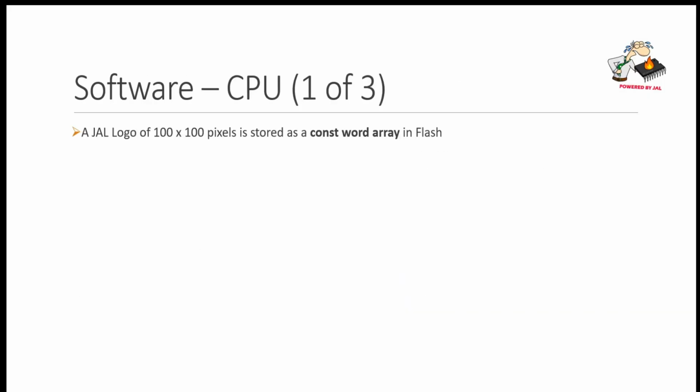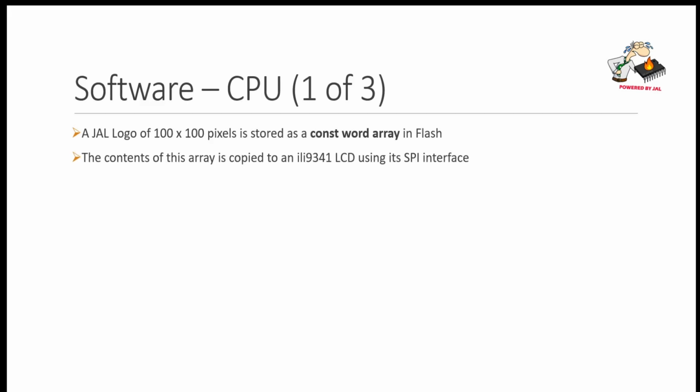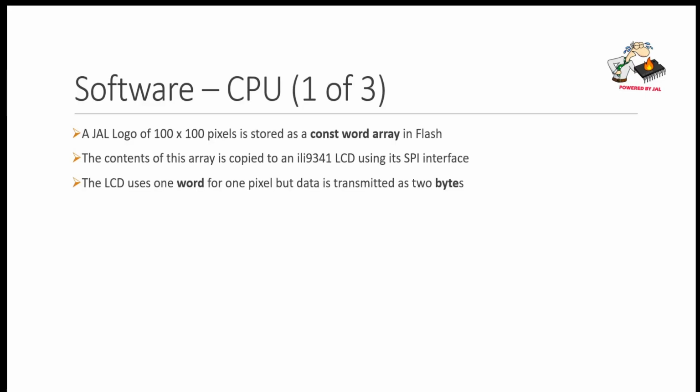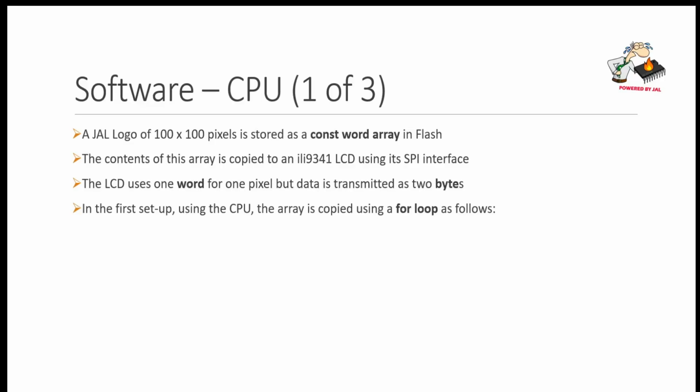For the software solution, I'm copying a YAL logo of 100 by 100 pixels, which is stored as a constant word array in the flash. The contents of this array is copied to the LCD using the SPI interface. The LCD uses one word for one pixel, but since we're using an 8-bit microcontroller, we transfer that as 2 bytes. And in the first setup I'm using the CPU.